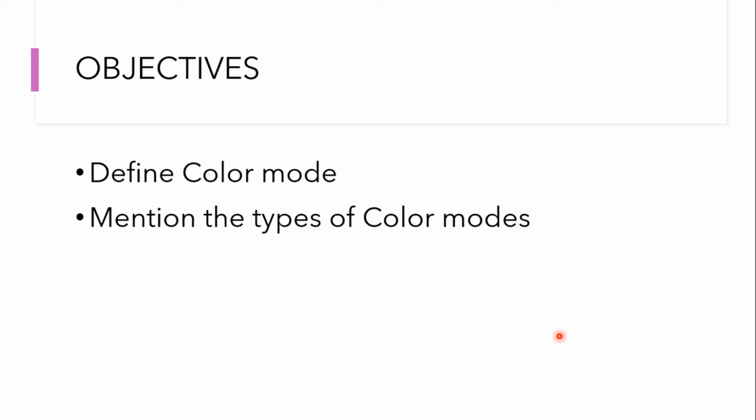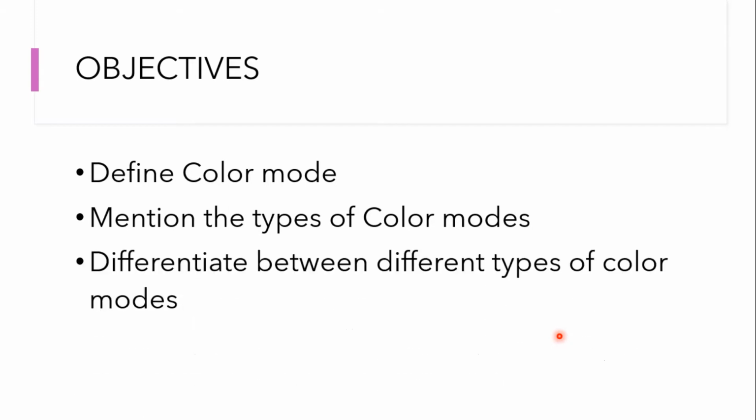Before we go into our objectives, it's good for you to remember that our previous lesson taught you grayscale modes, and the grayscale mode is one of the types of color modes. So make sure you remember that, because that's going to help you understand color modes better. Now, the objectives for today's lesson: we should be able to define color mode, mention the types of color modes, and differentiate between different types of color modes.